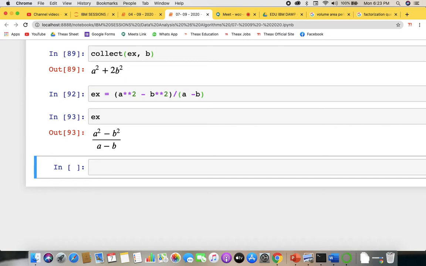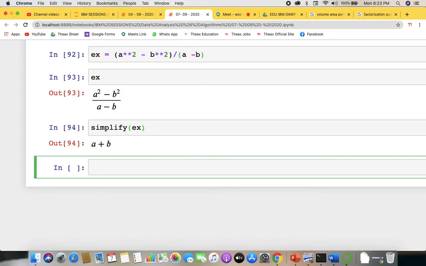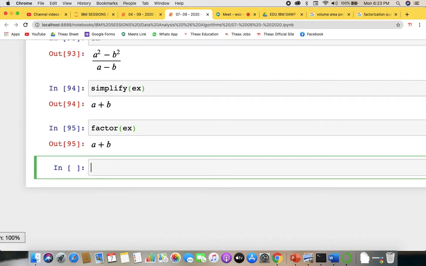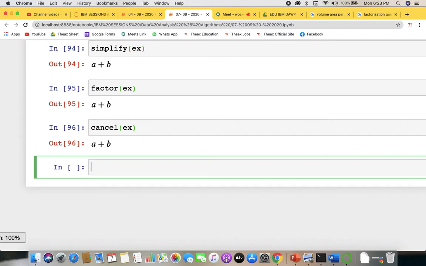Can you write here, simplify? A plus b, values. Right? Can you use factor? A plus b. Got it, my points. And also we can use cancel. A plus b. Clear? Three things are there.